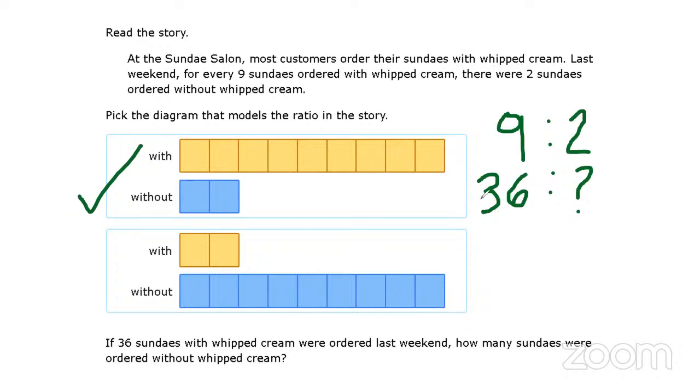So if we have 4 equal groups, what do we now need to do to get how many sundaes there are without whipped cream? The 4 equal groups mean 1 equal group will be equal to 2 sundaes, and so 2 equal groups will be equal to how many without sundaes? All right, and so then we will have 36 sundaes to how many sundaes?